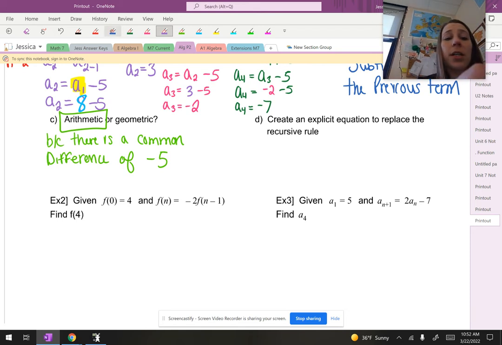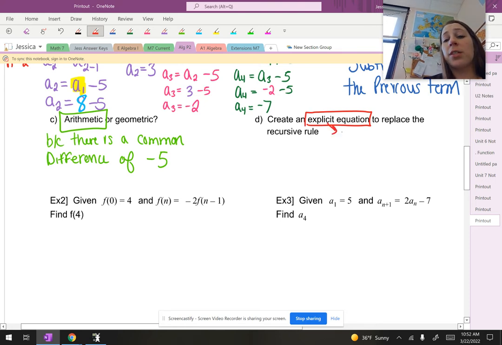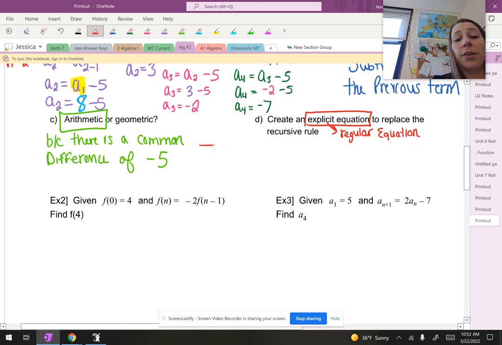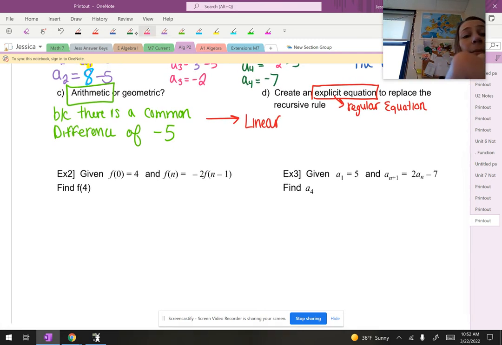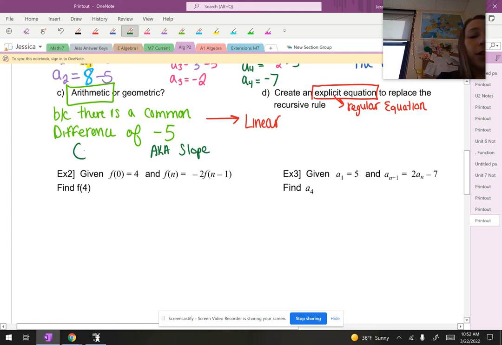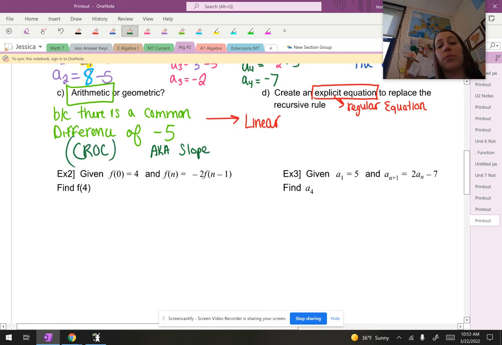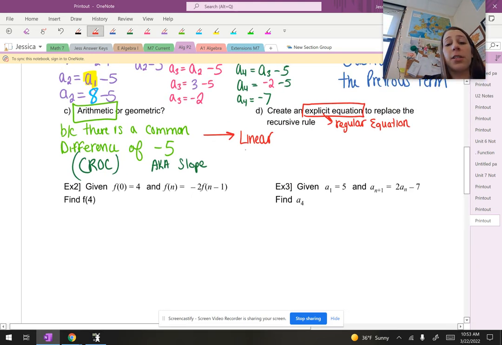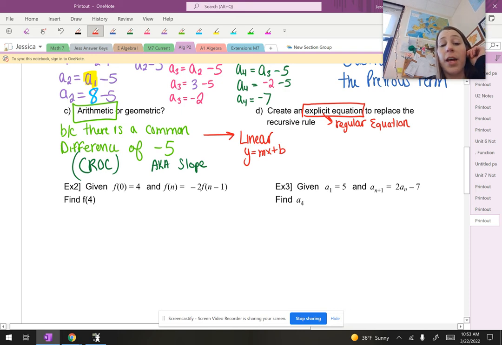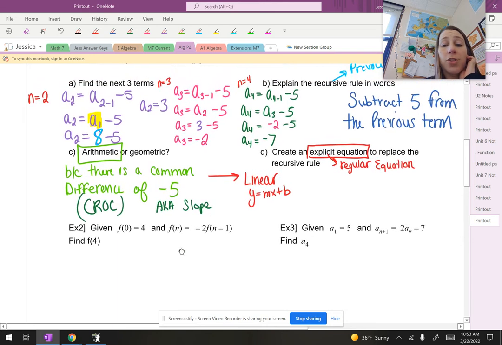And create an explicit equation to represent this, or to replace that recursive. Remember, explicit just means a regular, normal equation. Well, because we said that this was arithmetic, that means this is a linear, right? Arithmetic has that common difference, aka that slope or your constant rate of change. And so if it's a linear, that means it has the y equals mx plus b format. I already found my slope to be that -5. I would just need my y-intercept.